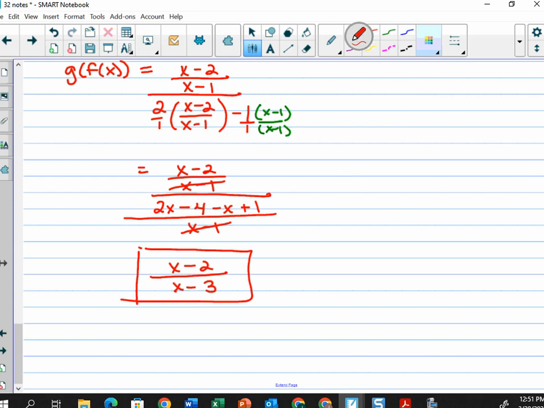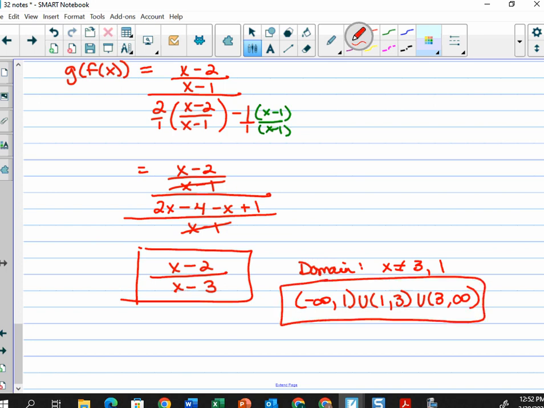So that is your composition domain. Okay, from that, just because I don't want to scroll up yet, what can x not equal? What's my restriction? 3. And then from up above, which function do I care about? Yep, the f of x one, so it also cannot equal 1. Questions? Good. One example left next.